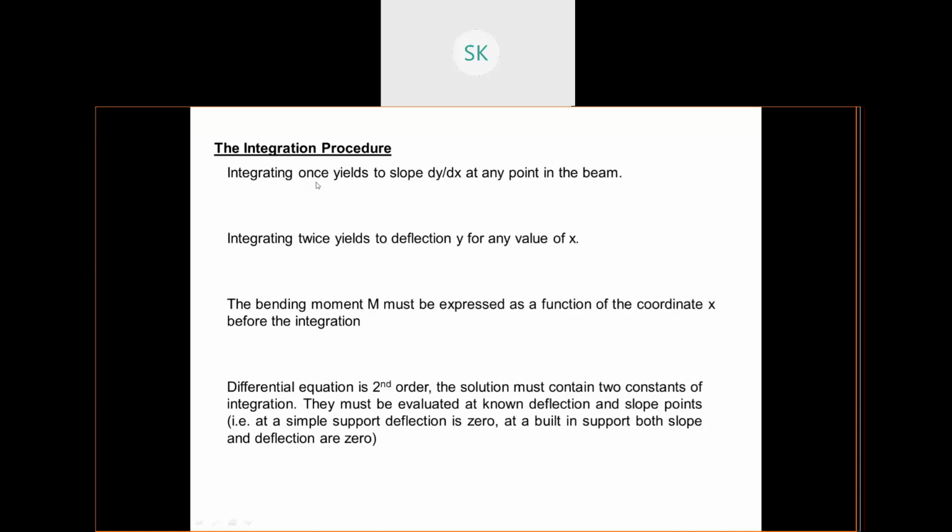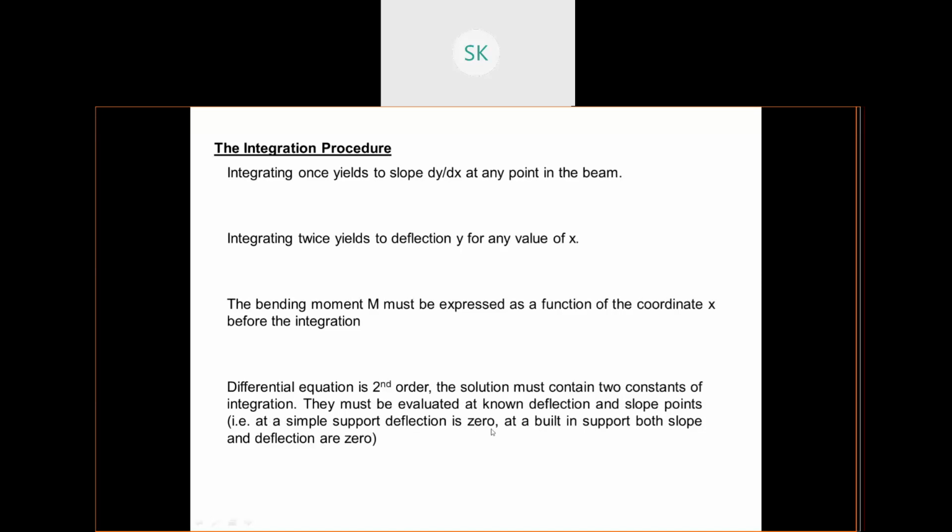Okay. So integrating once yields the slope dy by dx at any point in the beam, and integrating twice yields the deflection y for any value of x. So, the differential equation is second order. The solution must contain two constants of integration. When you integrate once, you get one constant; when you integrate twice, you get two constants. They must be evaluated at known deflection and slope points.